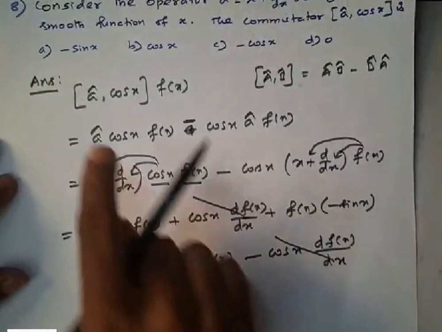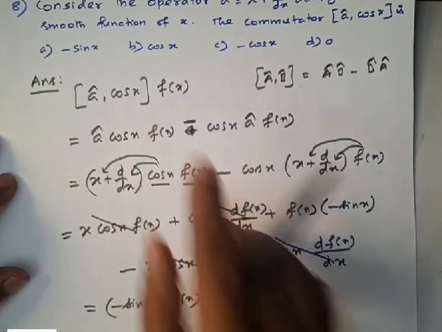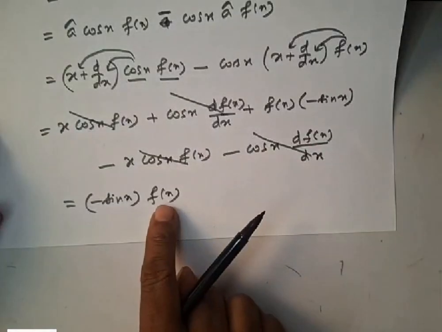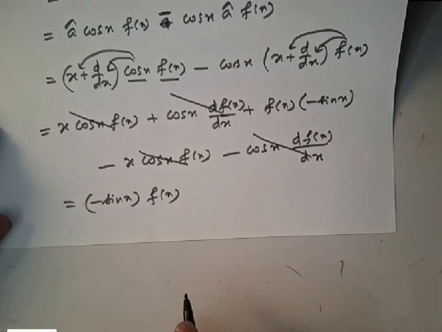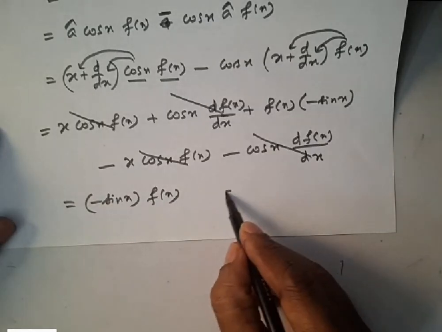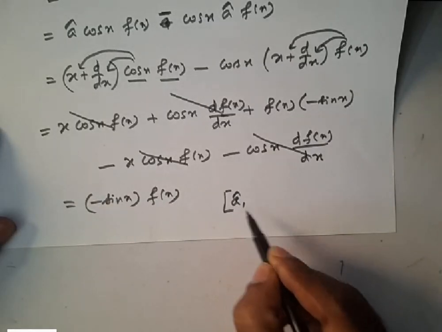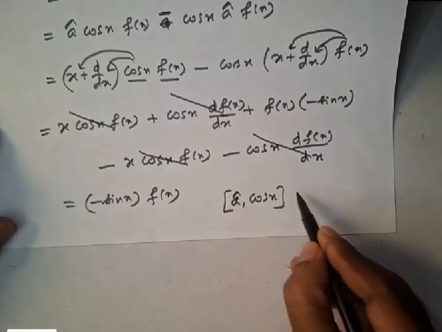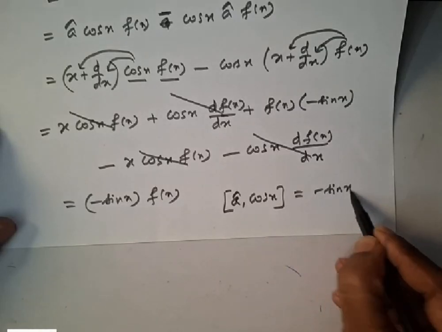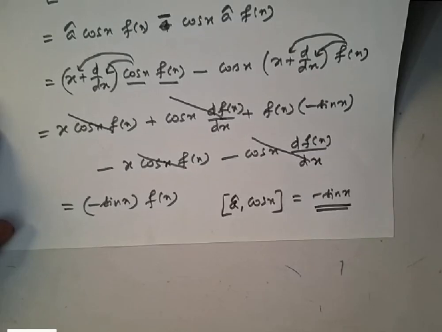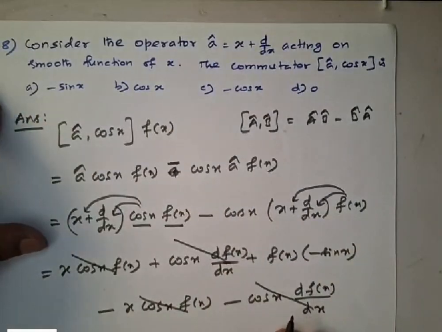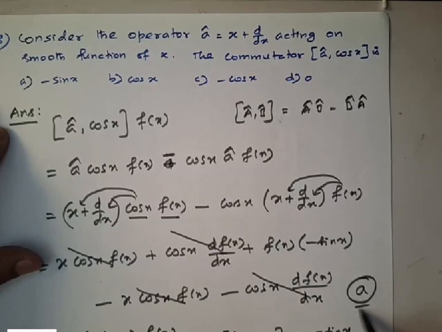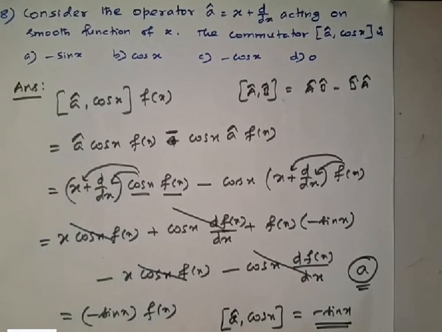We have applied the operator on a function, and we got the same function multiplied by some value. This value is nothing but the commutator. Therefore the commutator of A comma cos x is equal to minus sin x. So the correct option for this question is option A. Take it down.